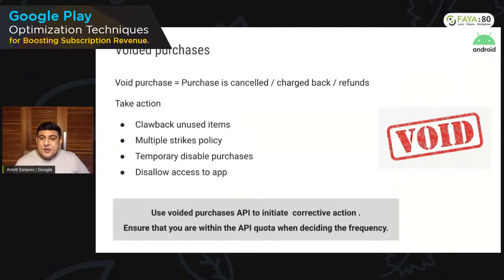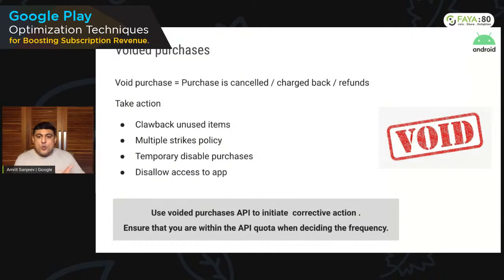There is a certain limit, or a quota, allowed for this API. So when you're deciding the frequency, it shouldn't be that on every purchase or every 5 minutes you go check for voided purchases. You cannot do that often. You really want to manage the frequency of this call, which is more like a batch, background process. You want to ensure that you stay within the API limit.